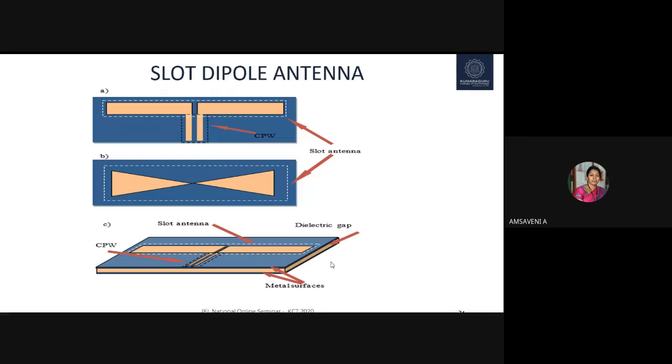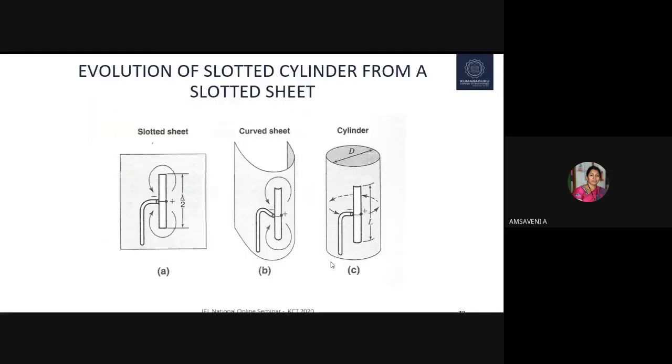Then you have a ground plane, and above that you also have a metal surface, a conducting sheet. And the orange shaded one is the slot. So you can make slots in a curved sheet or cylinder, or in a plain conducting sheet.